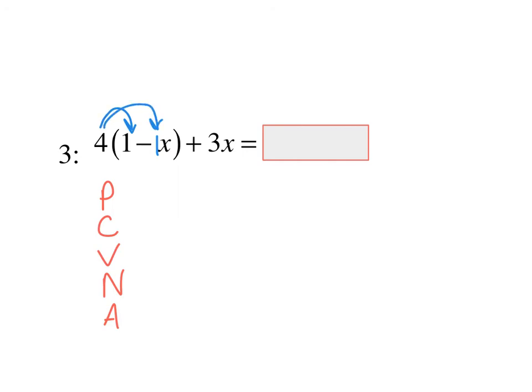So 4 times 1 is a positive 4. 4 times negative 1x is negative 4x. And I'm not going to distribute it to this 3x. I'm just going to bring it down for the ride.